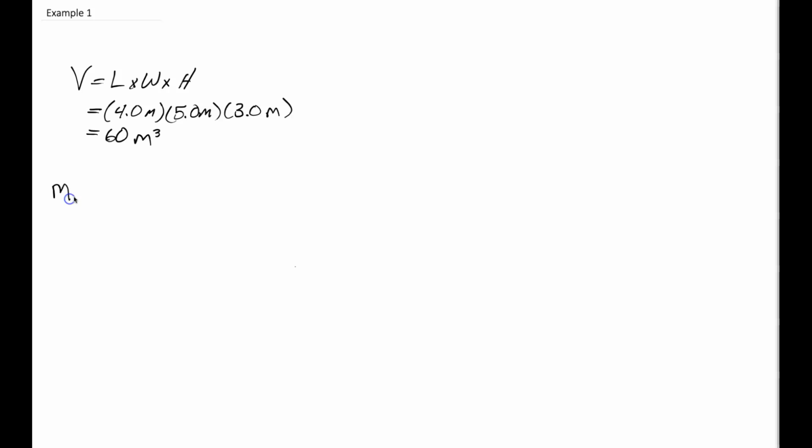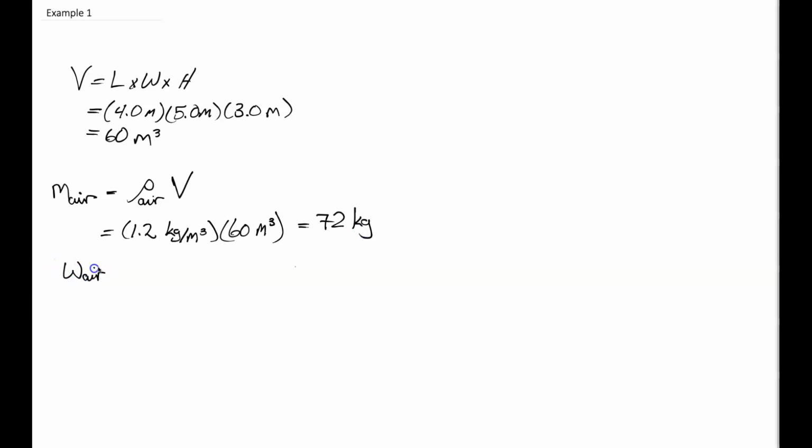And now we can say that the mass of air from the density equation is going to be the density of air times the volume. And if we look up the density of air, we find out it's 1.2 kilograms per meters cubed times our 60 meters cubed of volume will give us 72 kilograms.